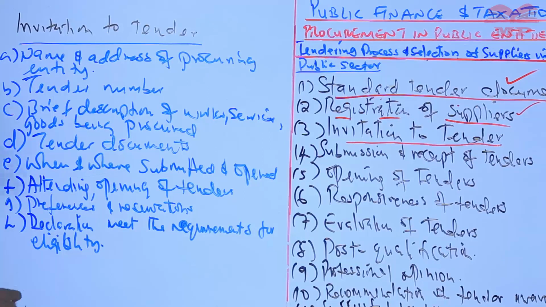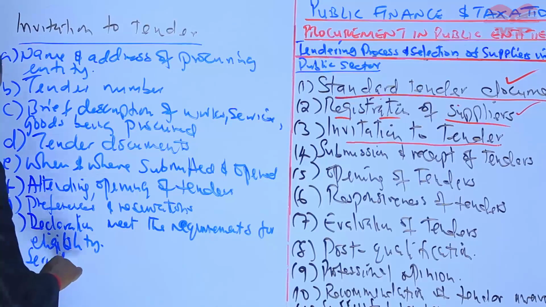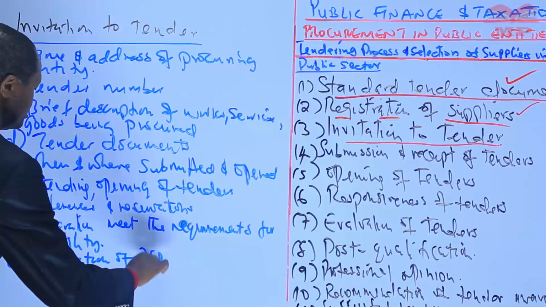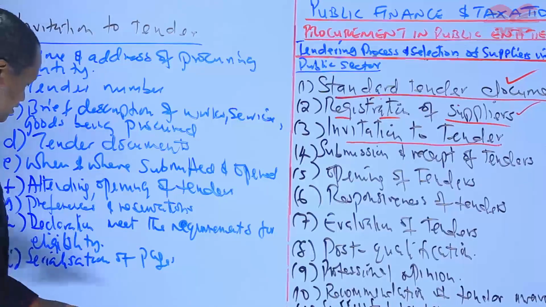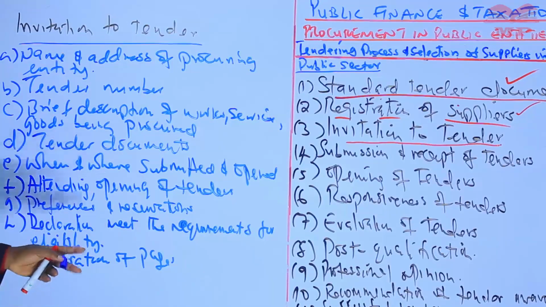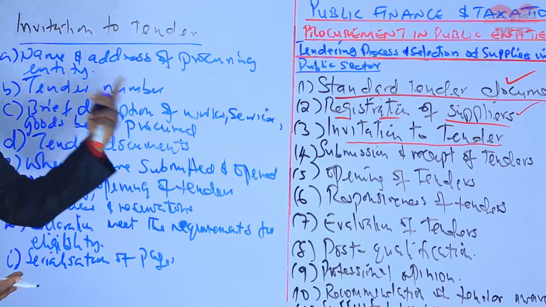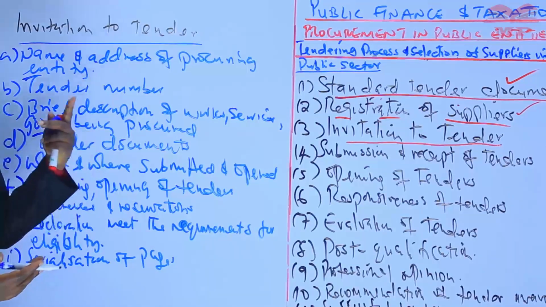Then there is a requirement on serialization of pages. When submitting tenders, the accounting officer should make it clear that there be serialization of pages by the bidder for each bid submitted.